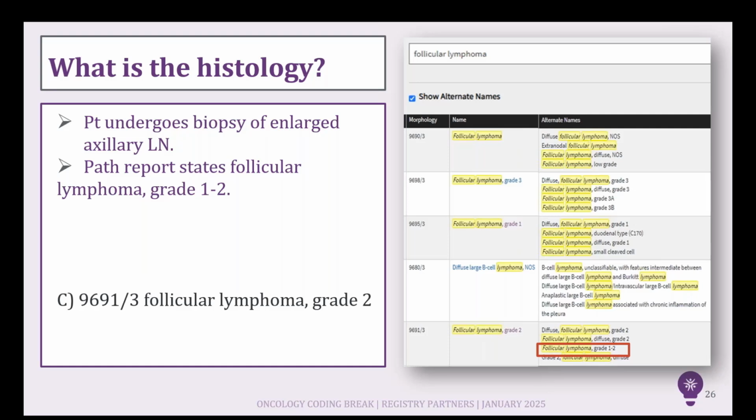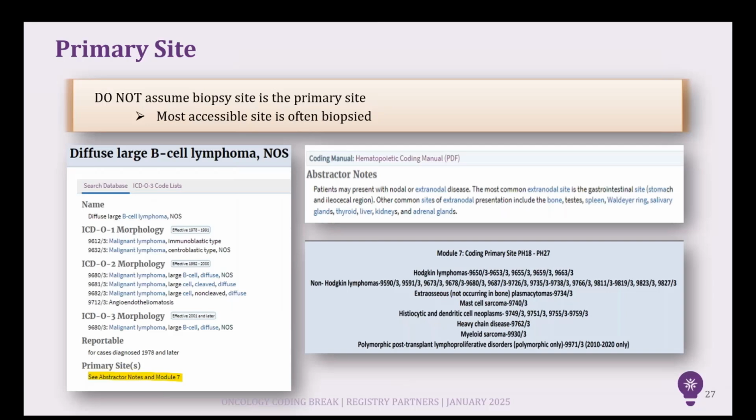Okay, let's switch over to primary site. I know I've already mentioned this, but it's worth repeating again. Physicians often biopsy the most accessible lymph node, but do not assume the biopsy site is the primary site. We have to use our coding rules. So for instance, in the case of DLBCL, shown here, the database includes instructions highlighted in yellow that directs us to refer to the abstractor notes in Module 7 to determine the primary site.